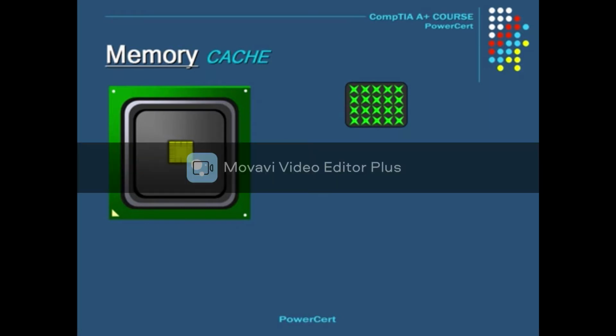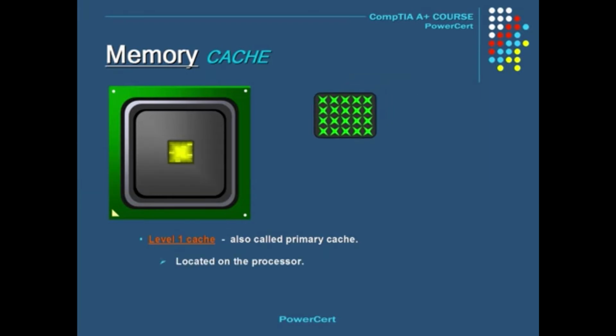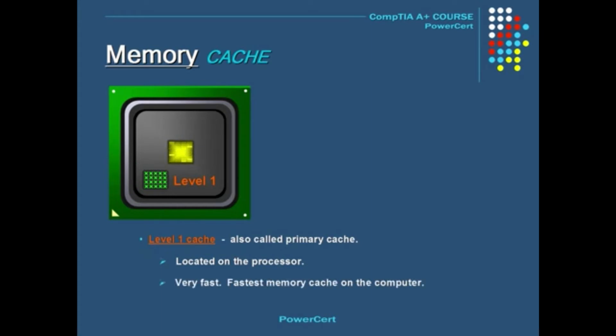The memory cache comes in different levels. For example, there's level 1 cache, which is also called primary cache. Level 1 cache is located on the processor itself, so it runs at the same speed as the processor. So it's very fast and is the fastest cache memory on the computer.